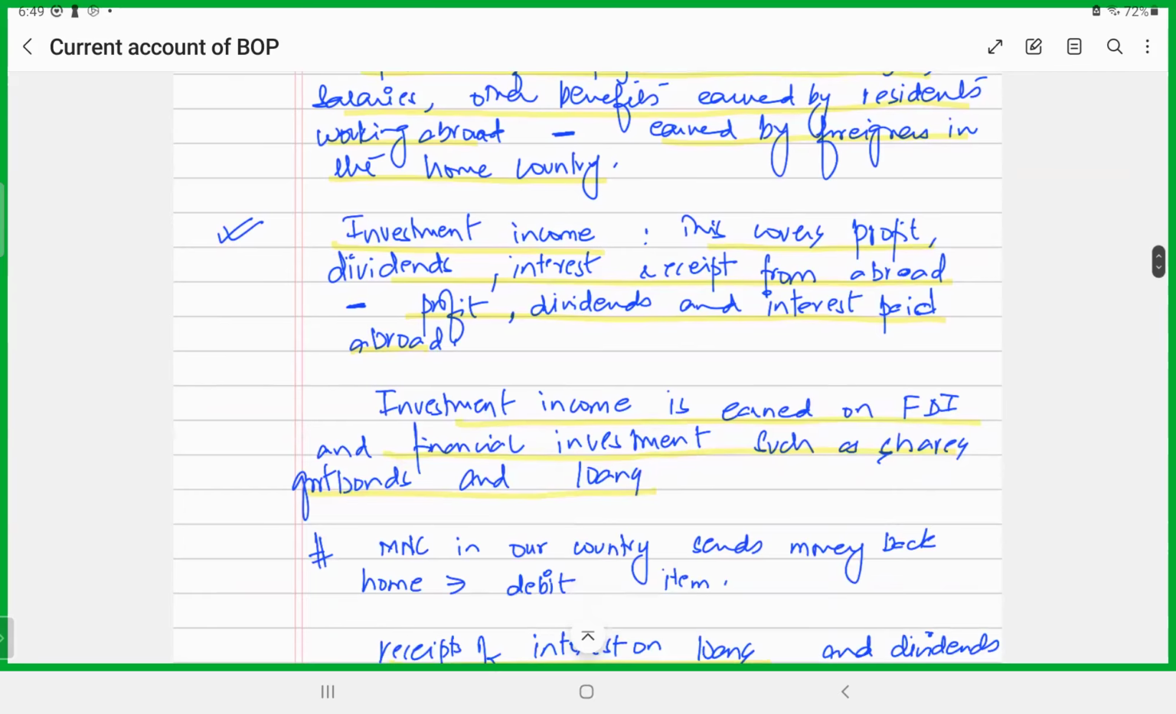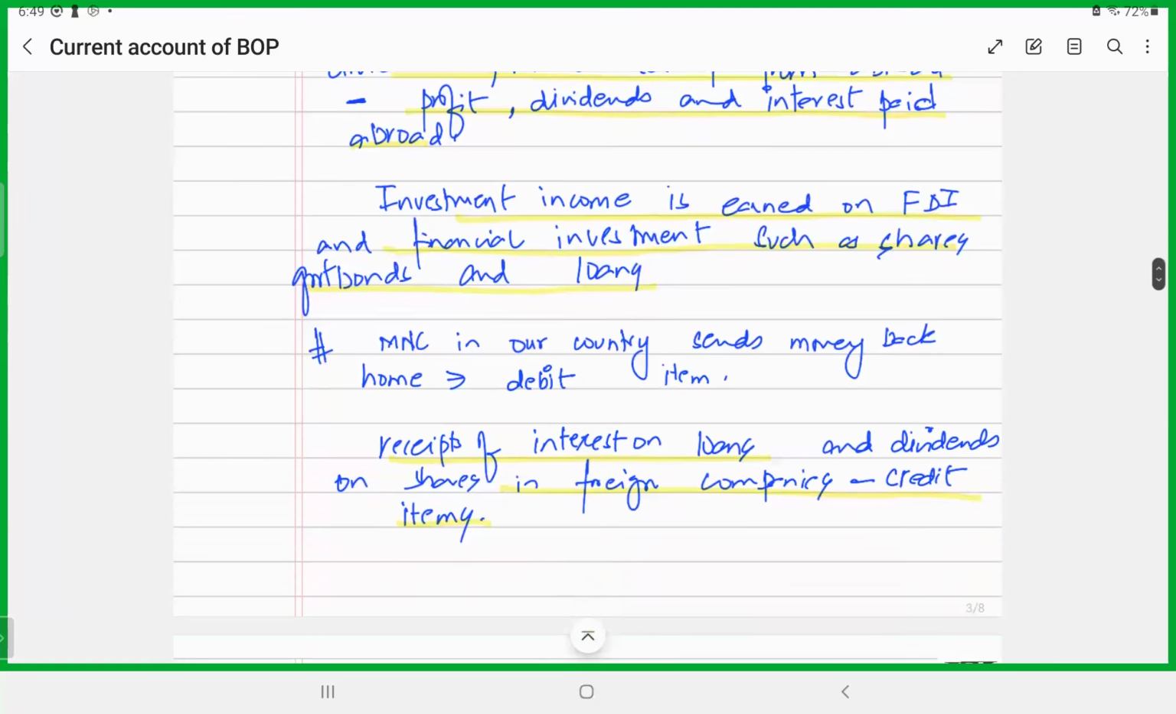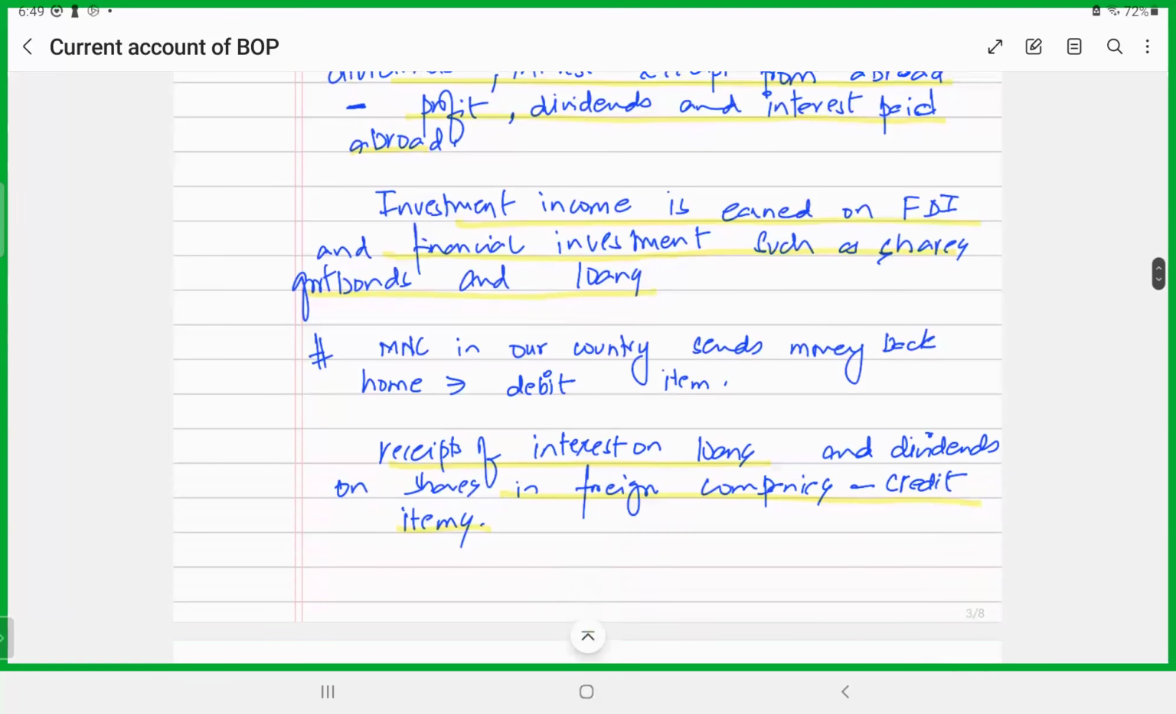Investment income is earned on foreign direct investment and financial investment such as shares, government bonds, and loans. So if an MNC in our country sends money back home, it will be recorded as a debit item like we discussed. Receipt of interest on loans and dividends on shares in foreign companies would be referred to as credit item because we are receiving it.